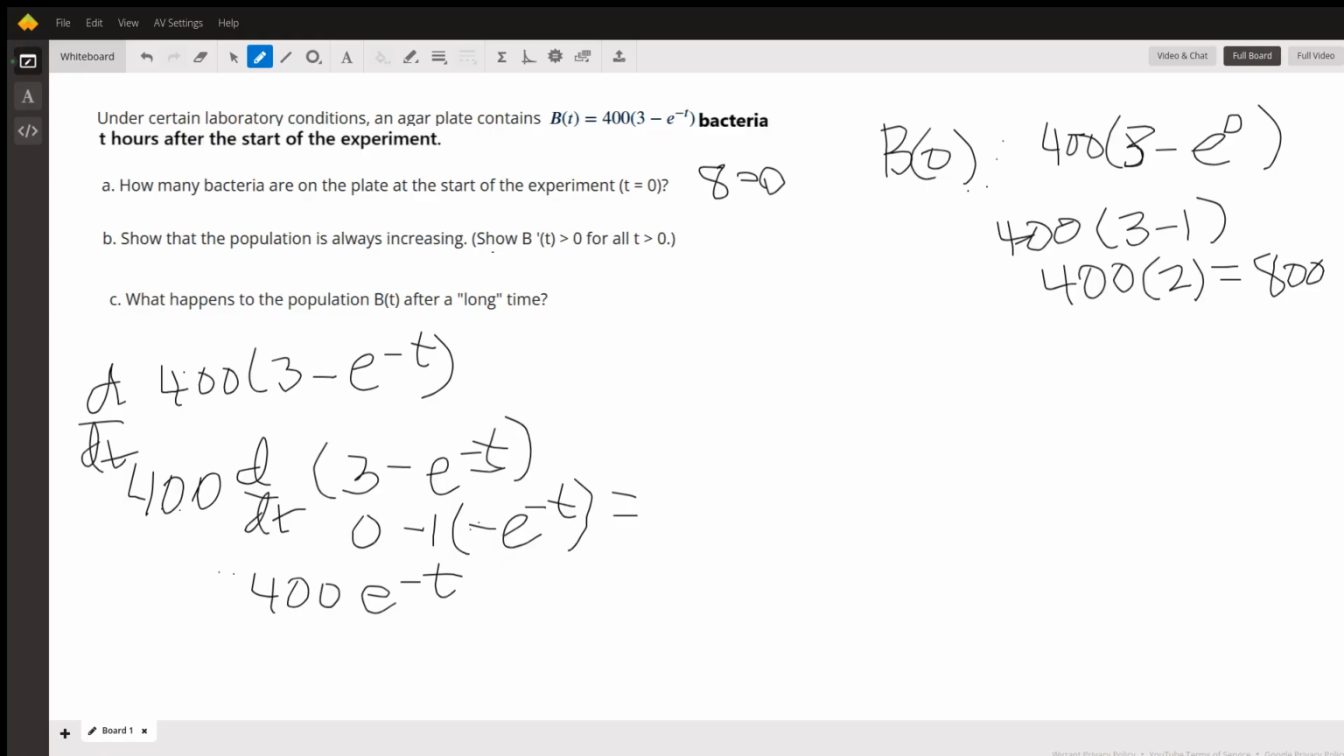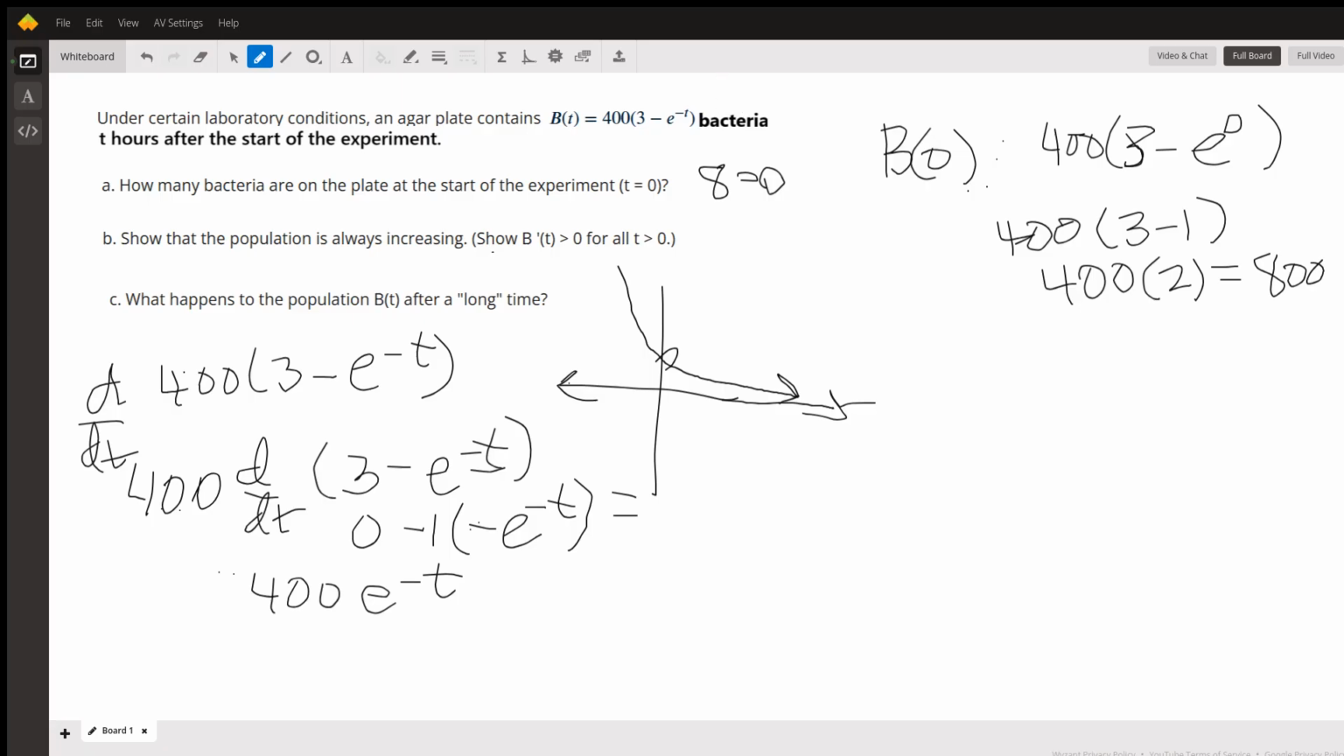E to the minus t looks like this. It approaches 0 as t gets very large, but never hits it. Oh, well, the question doesn't ask what it equals. It just asks that the population is always increasing.